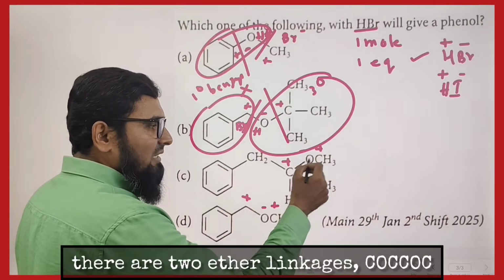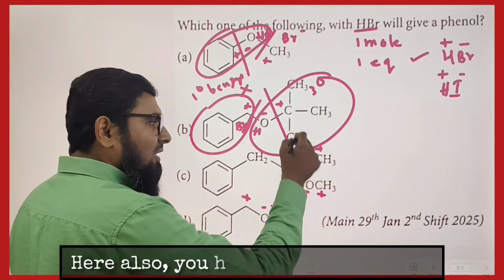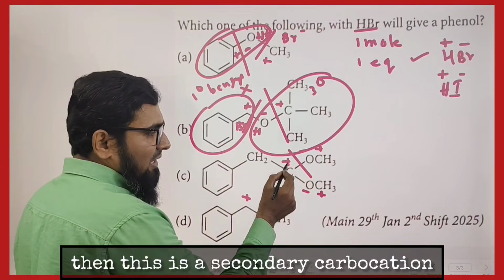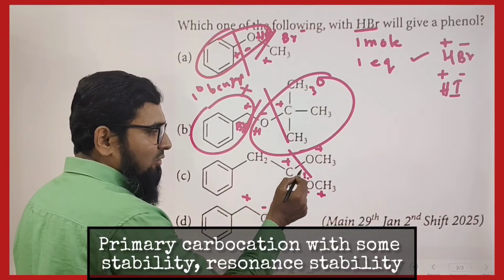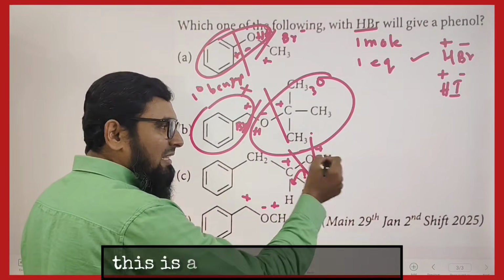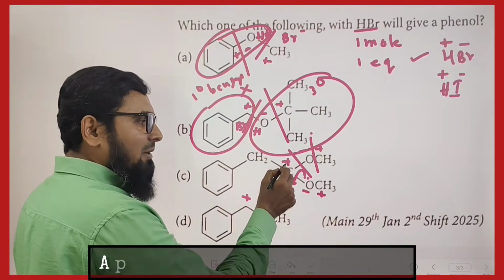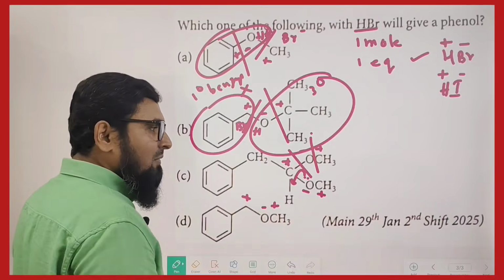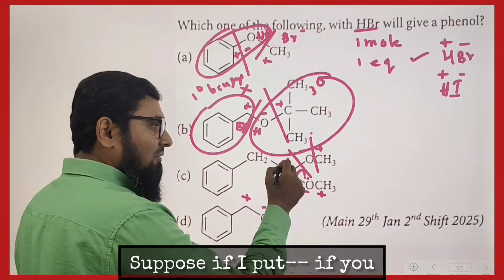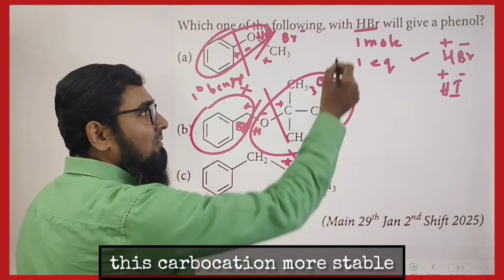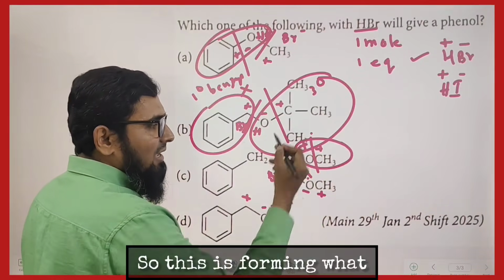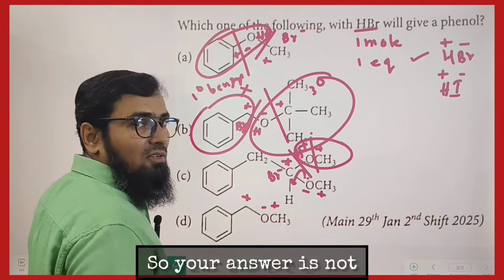Now in this case, there are 2 ether linkages, COC, COC. Here also you have to break the bond. Suppose you break the bond here, then this is a primary carbocation with resonance stability. Now, if you break the bond here, this is a methyl carbocation, which is unstable. A primary carbocation with resonance stability is more stable. Here only 1 mole of HBr is given, so you have to use only 1 HBr. If I consider this carbocation more stable, then you have to attach the Br minus here, and here you have to attach the H plus. So this is forming what? Alcohol, not the phenol. So your answer is not this option.